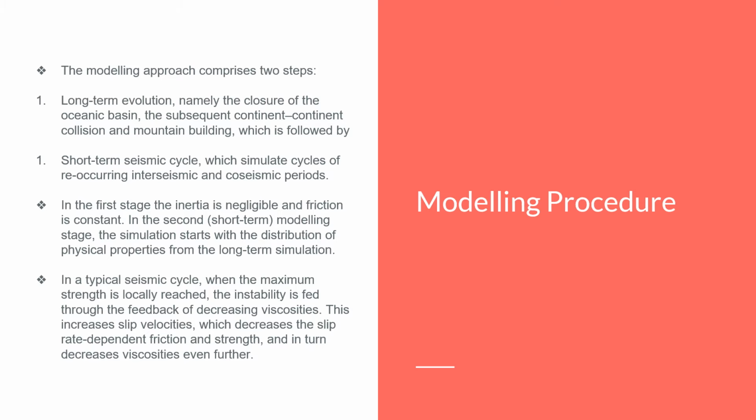But in the second stage, the simulation starts with the distribution of physical properties from the long-term simulation. In a typical seismic cycle, when the maximum strength is locally reached, the instability is fed through the feedback of decreasing viscosities. This increases the slip velocity, which decreases the slip-rate dependent friction and strength, which in turn decreases the viscosity even further. So basically, as the seismic cycle starts, the viscosity of the model decreases. This is all about the modeling procedure. Now let's go to the next.